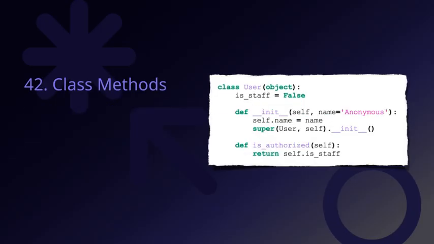Now, let's take a closer look at class methods. These are special kinds of methods that are associated with the class itself rather than any individual instance. Think of them as tools that operate at the class level, allowing us to modify or access class-wide data. One key point to remember is that class methods are defined using a specific decorator, typically @classmethod, which signals to Python that this method works with the class rather than an object.